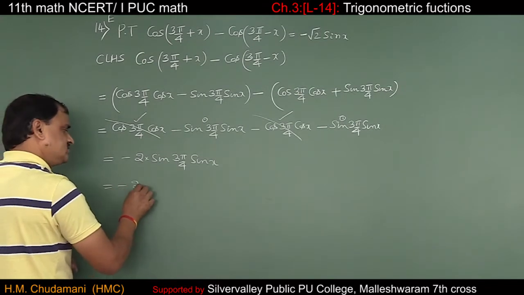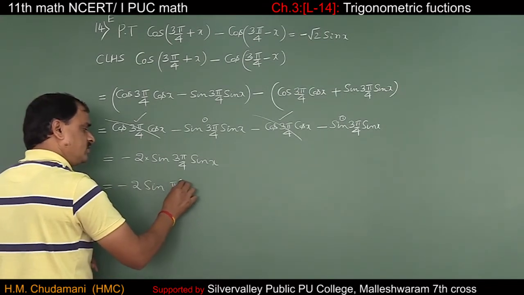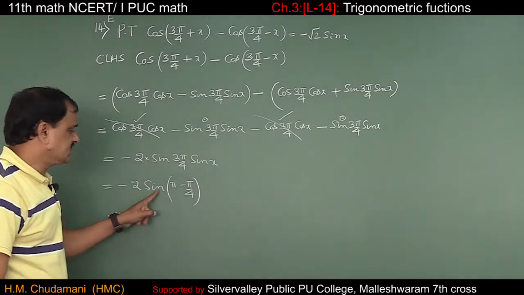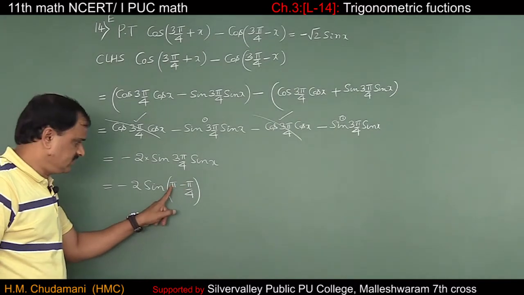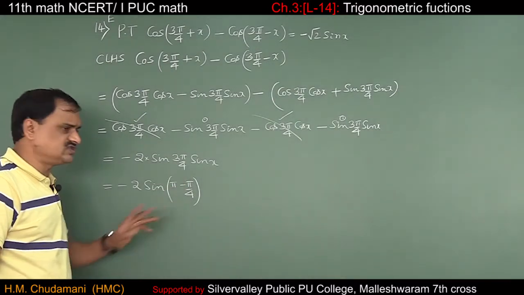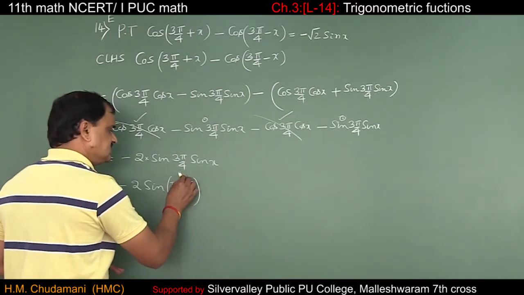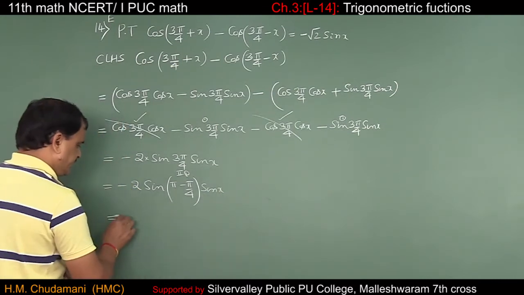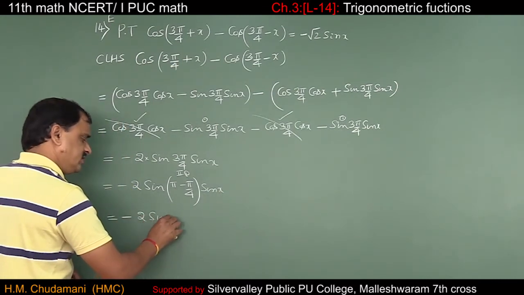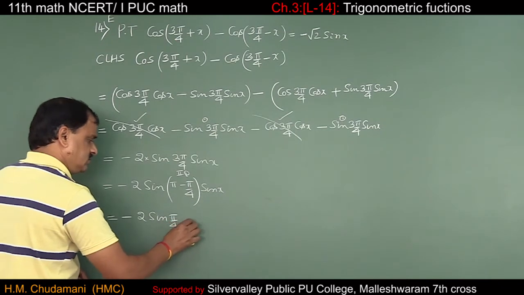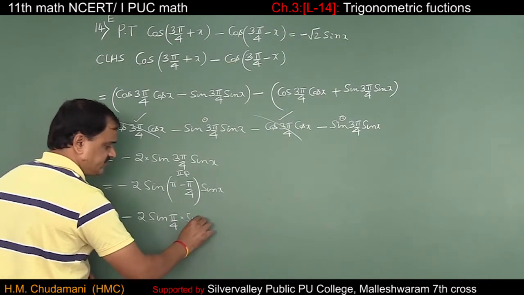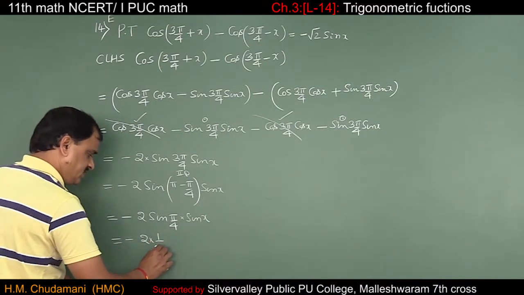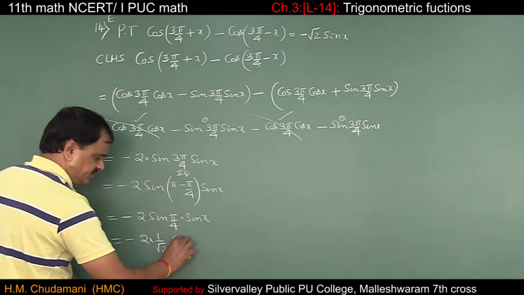We can write 3 pi by 4 as pi minus pi by 4. Verify. Sin of pi minus pi by 4. Take the LCM. 4 pi minus pi means 3 pi by 4 only. This lies in the second quadrant. Sin of 180 minus theta means sin theta, you know. So lies in the second quadrant means sin is positive only. So sin 45 degree, 1 by root 2 into sin x.